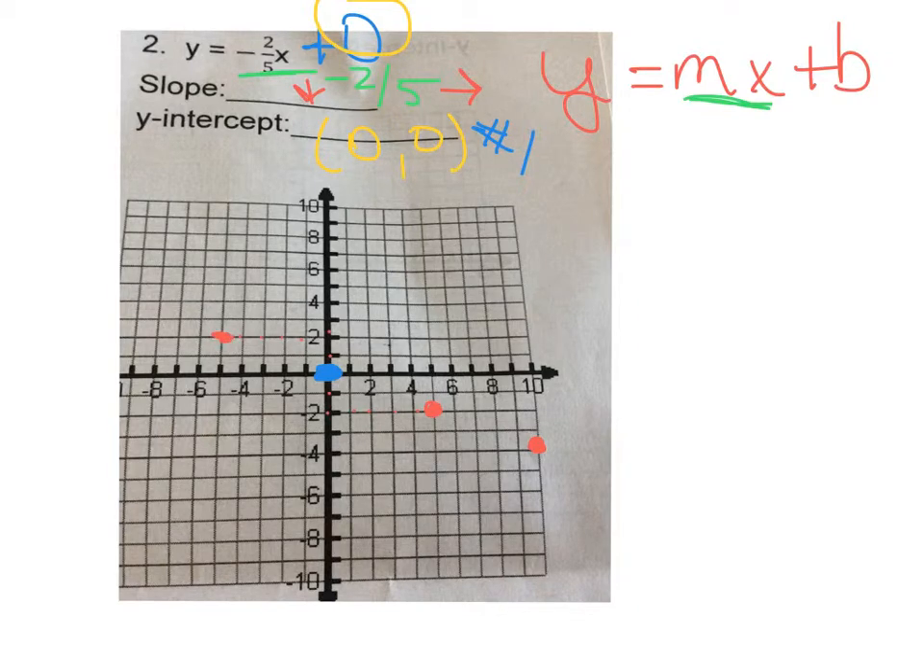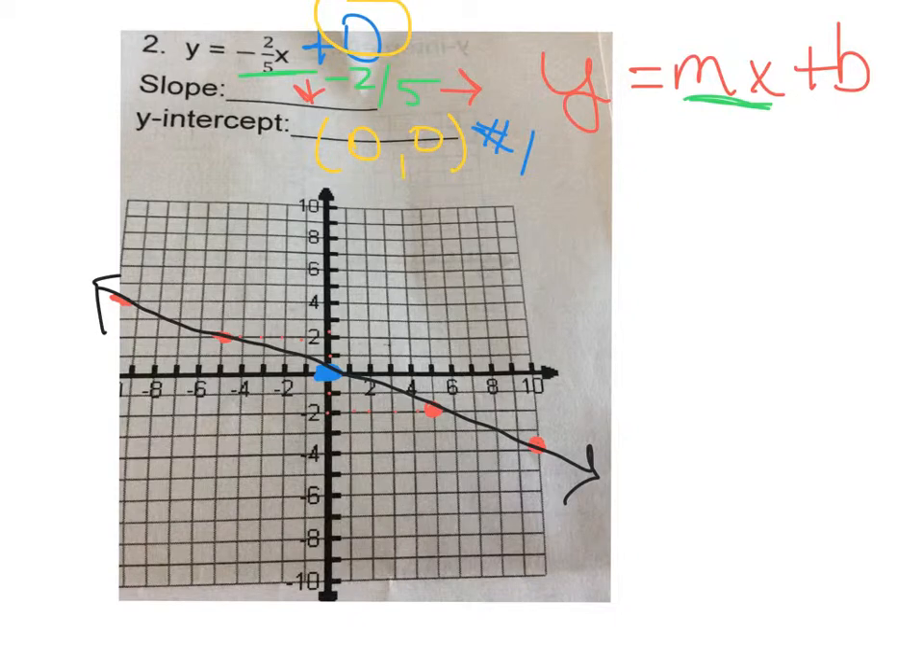Here's my fourth point on my line, and I think I can fit one more. So 1, 2, 1, 2, 3, 4, 5. It'd be right here. So here's my 5 points on my line. I'm ready to connect them and make a straight line. There is the line. Y equals negative 2/5 x plus 0.